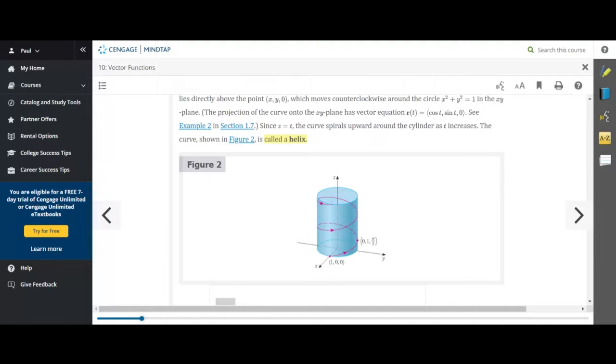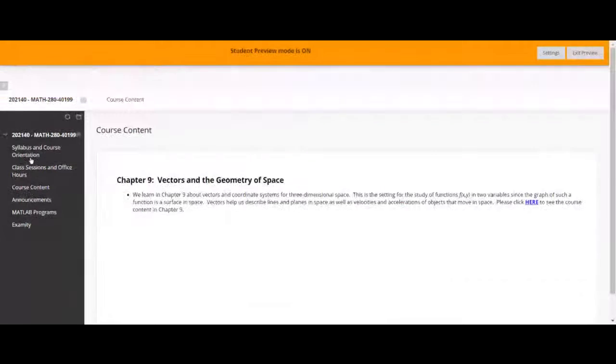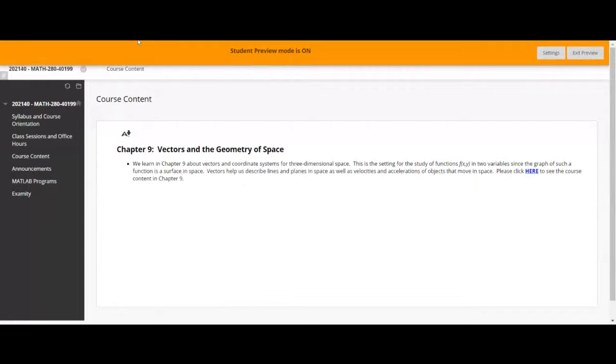Now, we can graph that space curve using MATLAB. I'll just point this out here. Let me go to the application here. Let me go to the course content. There's course content.